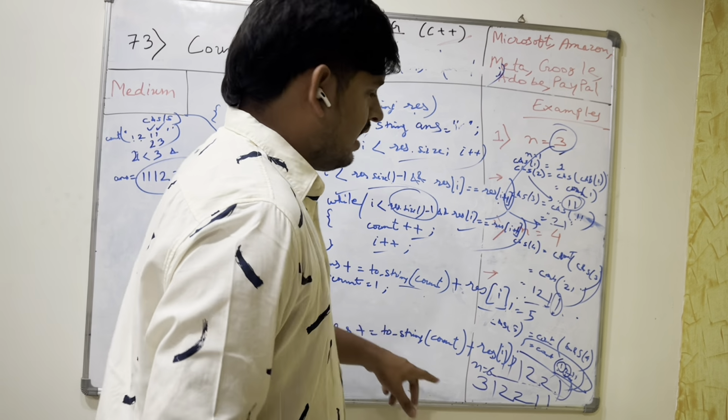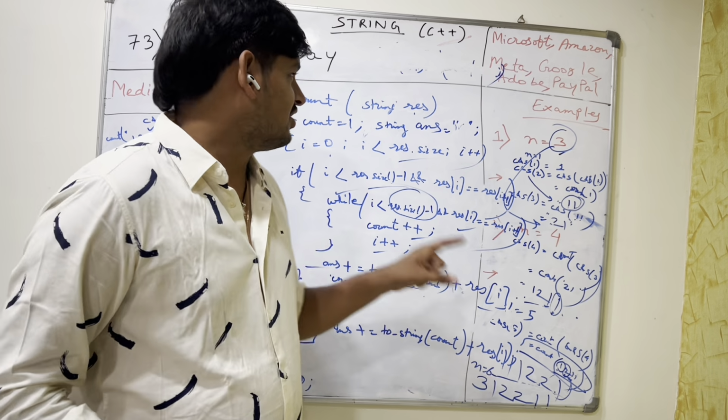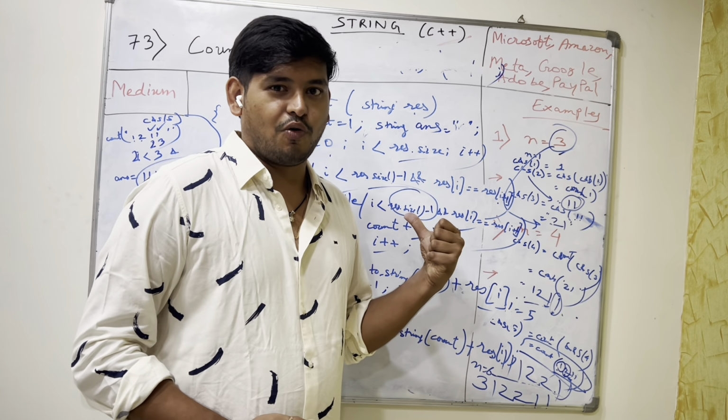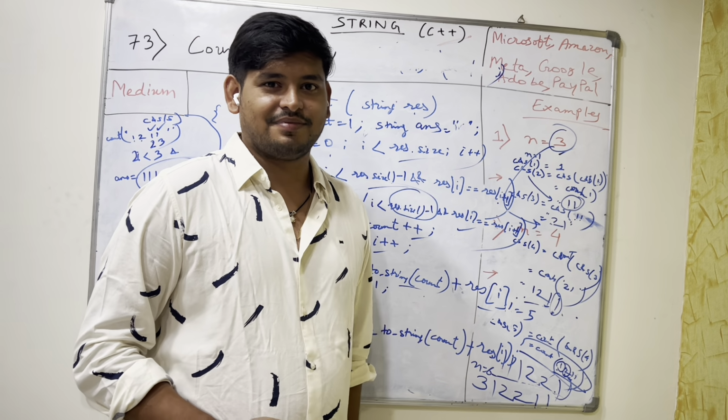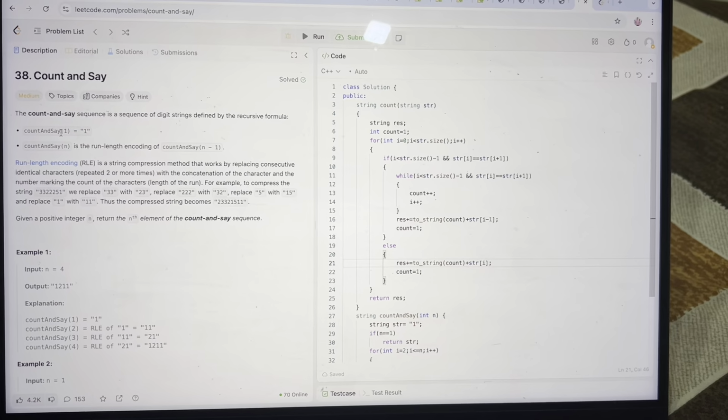I think the explanation is clear. Please try this question yourself. The link to the question is given in the description, and then please see the code walkthrough section of my video. Here is the code walkthrough of the 73rd question, count and say, on the LeetCode platform.